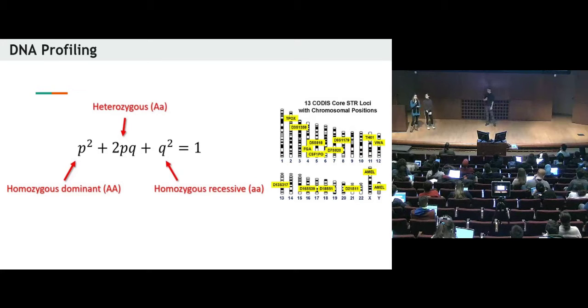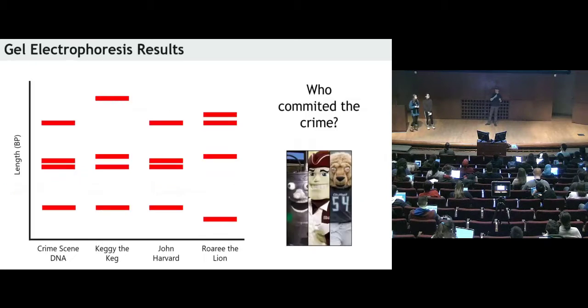We are going to compare the DNA from the crime scene to the DNA samples from the mascots using gel electrophoresis to find out who killed Ezra Cornell. We have successfully obtained the results from our gel electrophoresis. Based on these results, who do you think committed the crime? Respond at polleverywhere.com.